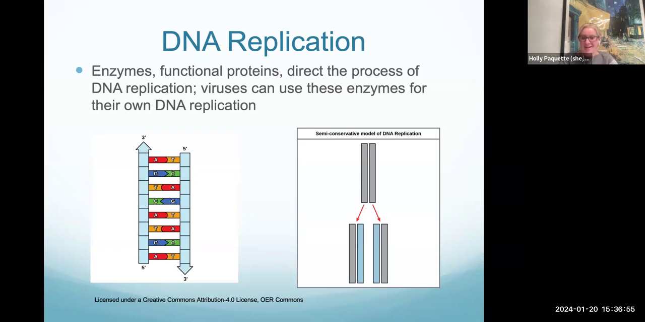And I want you to think about the idea that this is taking place in the cell before cell division. But if a virus is infecting the cell and it needs its DNA replicated, it will utilize all of the same functions that happen in the cell. So it will be able to utilize the enzymes and functional proteins that direct this process. So viruses basically steal those enzymes in order to replicate their own DNA when they infect a cell.